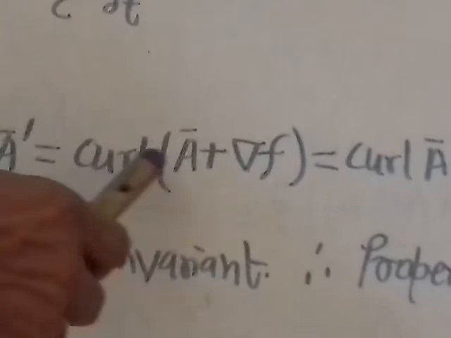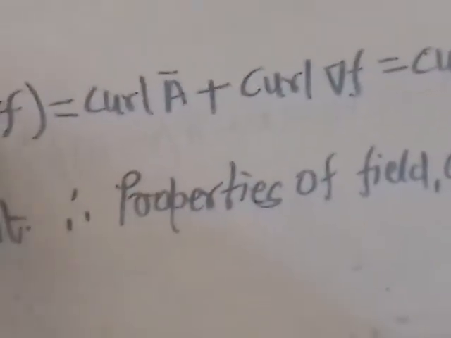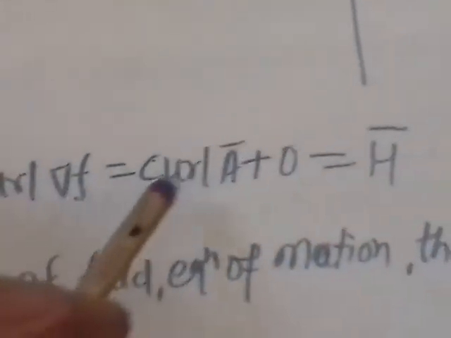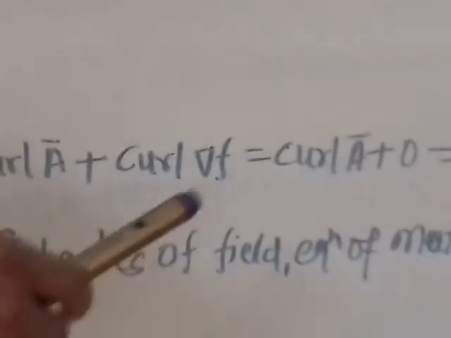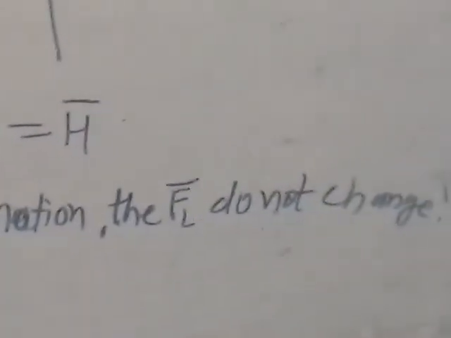Now H̄' is equal to curl of Ā', which means curl of Ā plus gradient of F. So it is curl of Ā plus curl of gradient of F, but curl of a gradient is 0, and therefore it is only curl of Ā, and curl of Ā is nothing but H̄. So we have proved Ē' is equal to Ē and H̄' is equal to H̄, and therefore Ē and H̄ remain invariant, and hence the properties of the field, the equation of motion and the Lorentz force do not change.